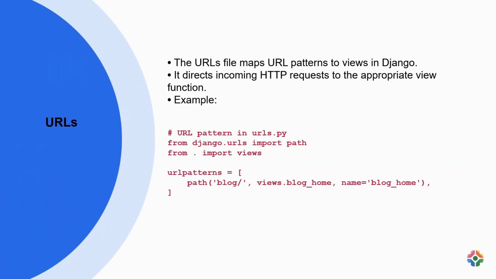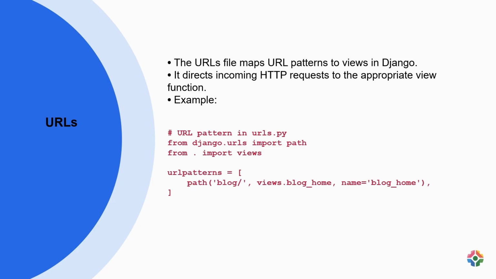The URLs file in Django, typically named urls.py, serves to map URL patterns to view functions, directing incoming HTTP requests to the corresponding views. This is achieved through defining URL patterns within the urlpatterns list variable. For instance, consider a scenario where a URL pattern /blog is mapped to the view function blog_home within urls.py using the path method from django.urls.